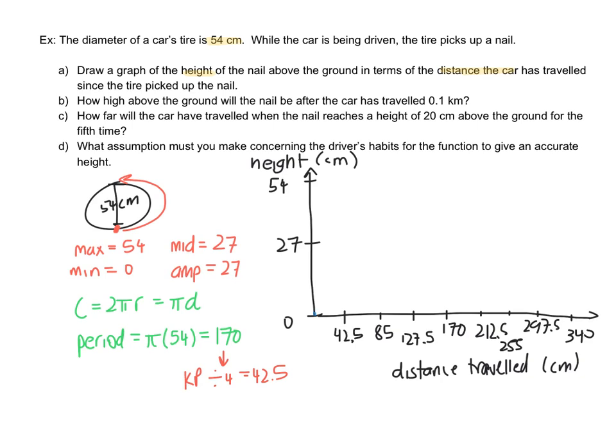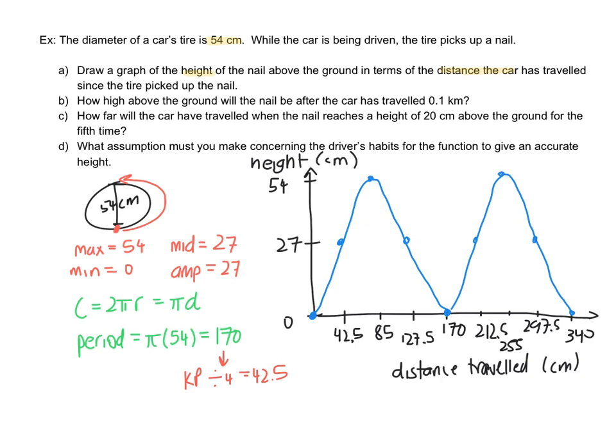So the nail is picked off at the ground, so at 0, 0, and then we go up to our midline, up to our maximum, midline, and minimum. And that's why I like to create my scale every quarter of the cycle so that I can sketch it nicely. And there we are. That is the height of the nail as the wheel turns.